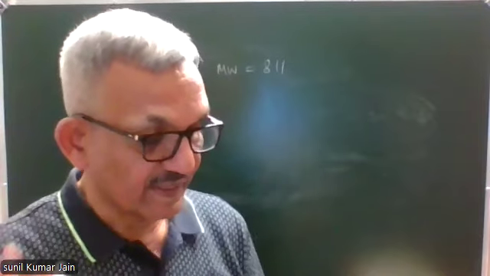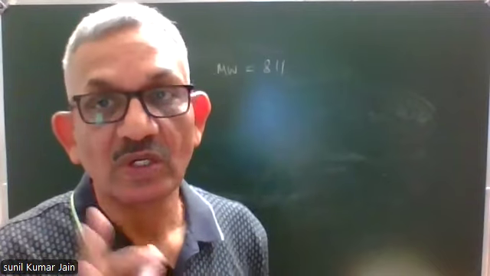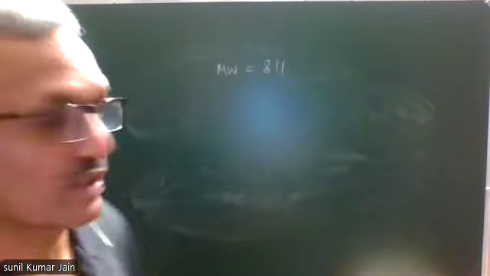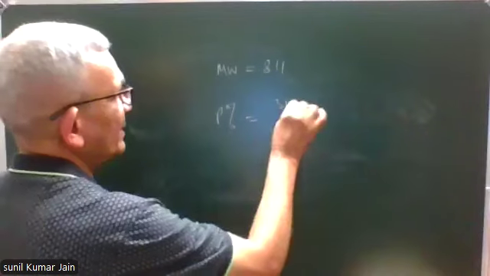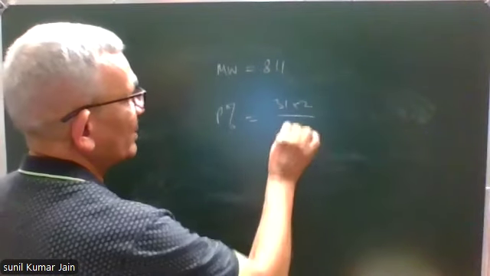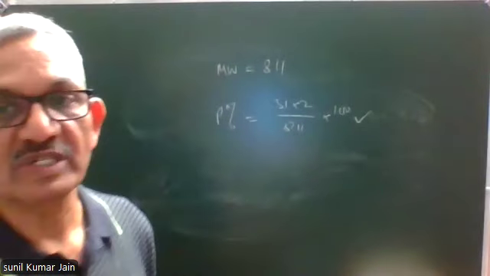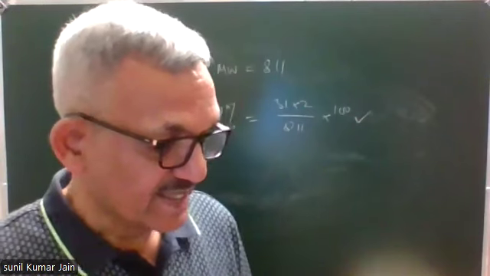phosphorus. Now, this one molecule contains 2 phosphorus atoms. 2 phosphorus atoms will contribute 31 into 2 towards the molecular weight. So the percent of phosphorus will be 31 into 2 divided by the molecular weight into 100. This will be the percentage of phosphorus in the given compound. Second numerical.